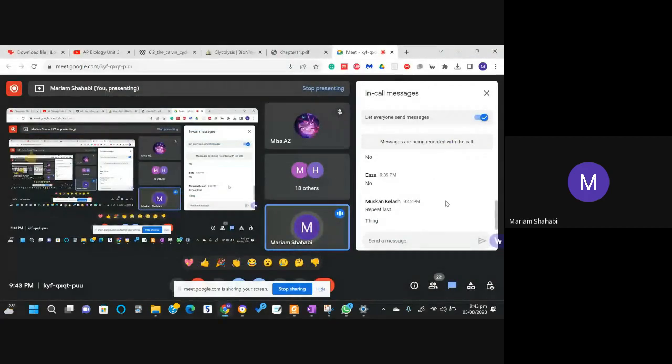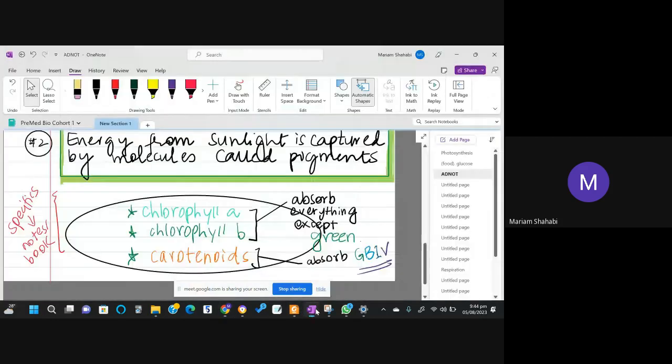Acha, what do you want me to repeat? The pigments part? Muskan? The first one, starting from the beginning, photosynthesis का जो overview दिया था मैंने, that, did you join late? Just let me know in the chat exactly what's bothering. Before pigments, अच्छा, let's see.